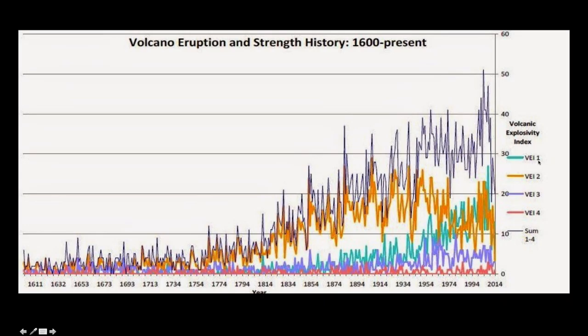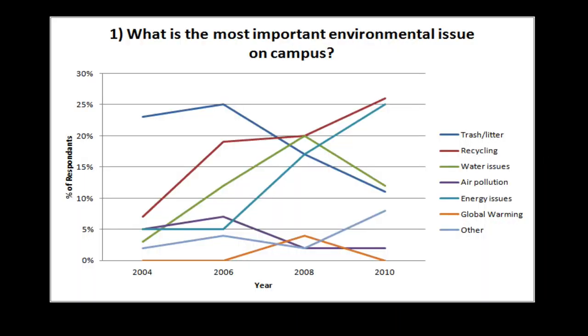Okay, how about this one? This one's definitely on top of each other. I have no idea what VEI is, probably some kind of volcano, right? But it's index 1, index 2, index 3, index 4, not sure. Are those different volcanoes? Is that different ways to measure it?